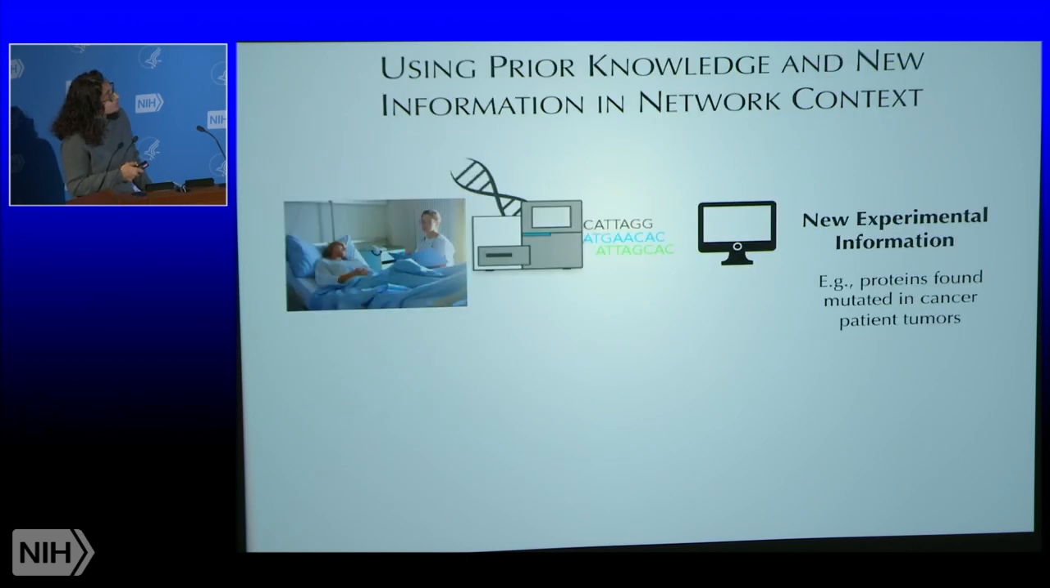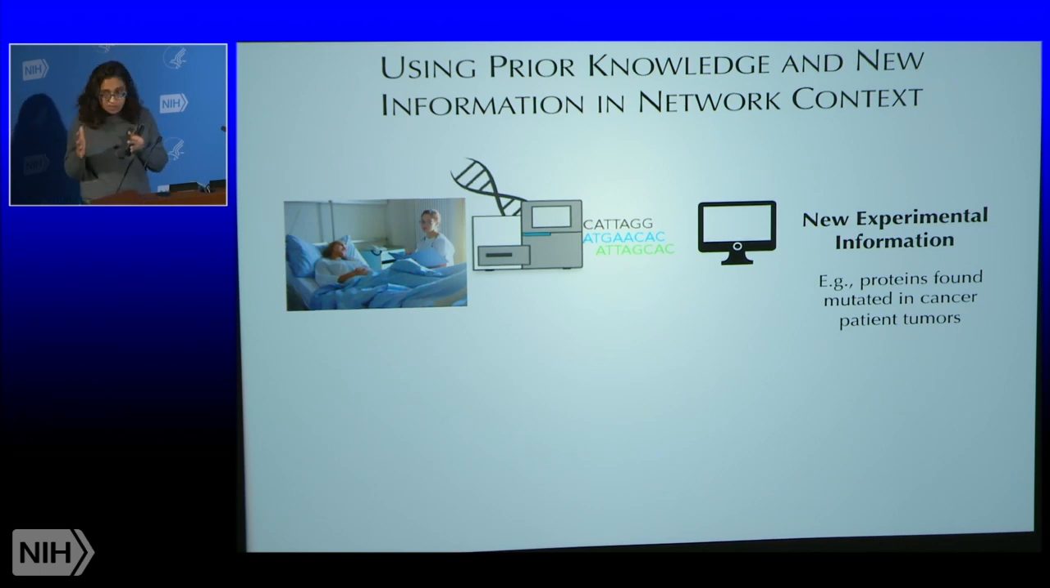So in the last few minutes of my talk, I want to tell you a little bit about what we've been thinking about recently. And it's still thinking about mutations in the context of networks. So this second part of my talk, what I was trying to tell you about was looking at new experimental information, and it really was proteins that were found to be mutated in cancer patient tumors, and thinking about it in the context of networks.